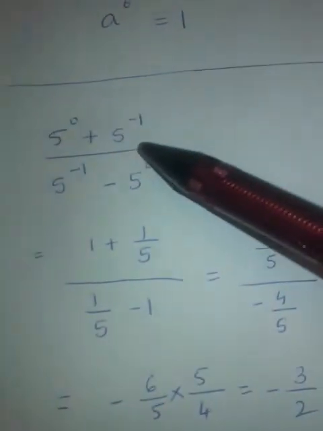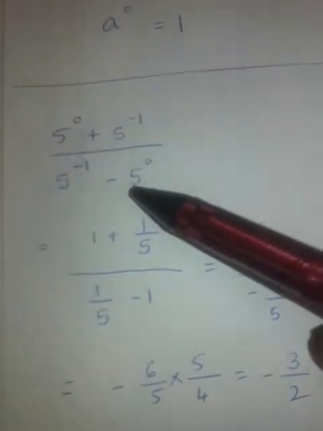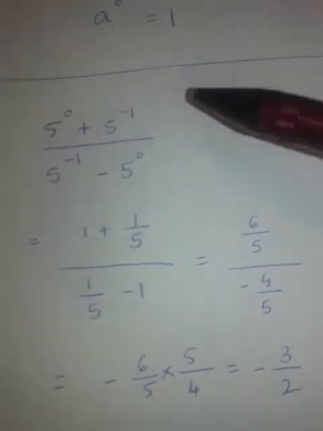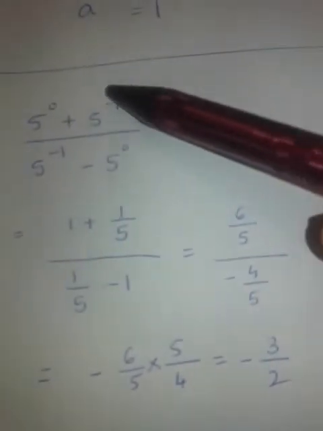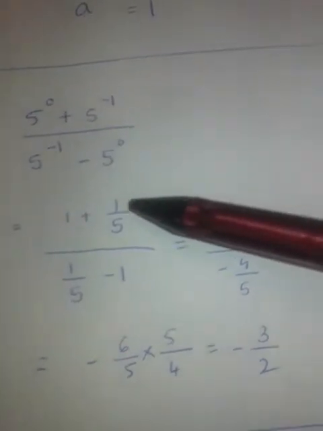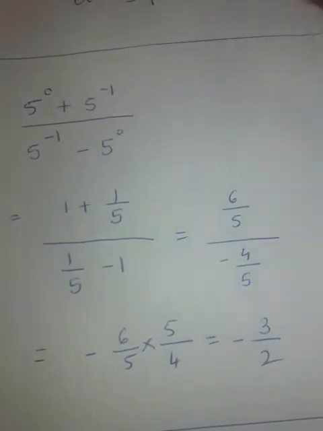5 raised to 0 plus 5 raised to minus 1 upon 5 raised to minus 1 minus 5 raised to 0. So we will apply all the rules that we just learned. 5 raised to 0 is 1. Negative index is not defined. We have to make it positive. So 5 raised to minus 1 becomes 1 upon 5. Again this also becomes 1 upon 5. 5 raised to 0 is 1, so it is minus 1.